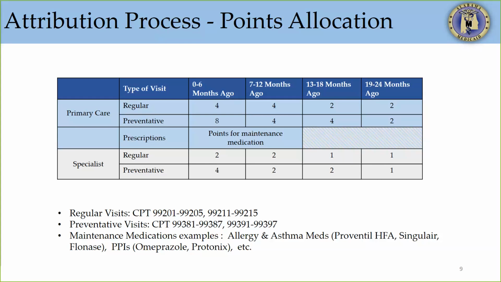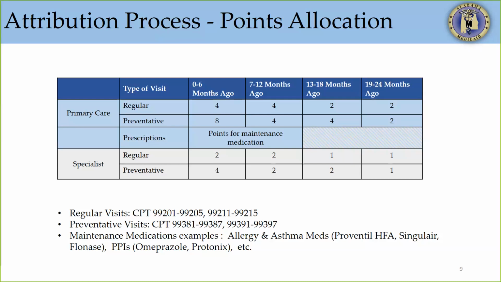to 6 months in the chart that had a preventative visit to a primary care specialist would have 8 points attributed to that particular provider. And standard visits, or regular visits, are noted with the CPT codes at the bottom of the chart. An example of one of these CPT codes is 99213, which is a 15-minute office visit.